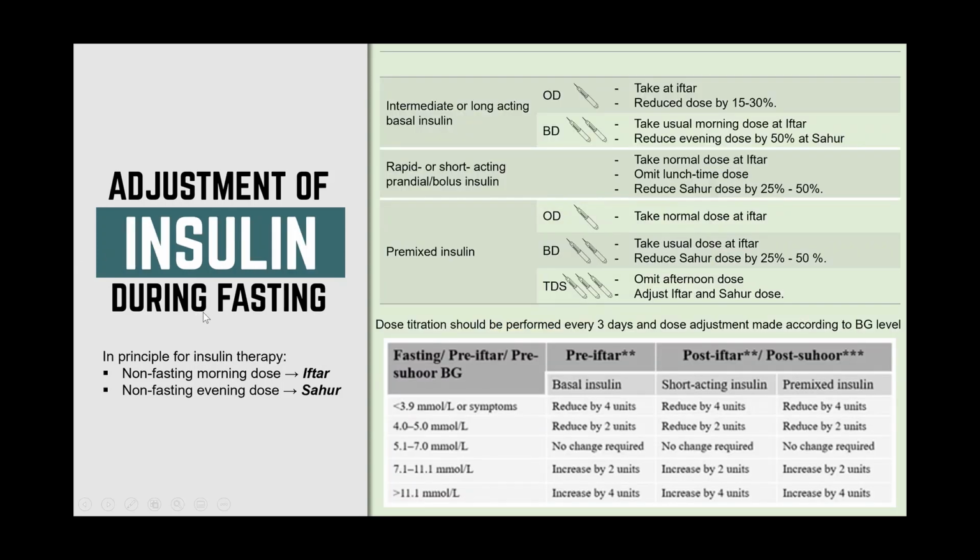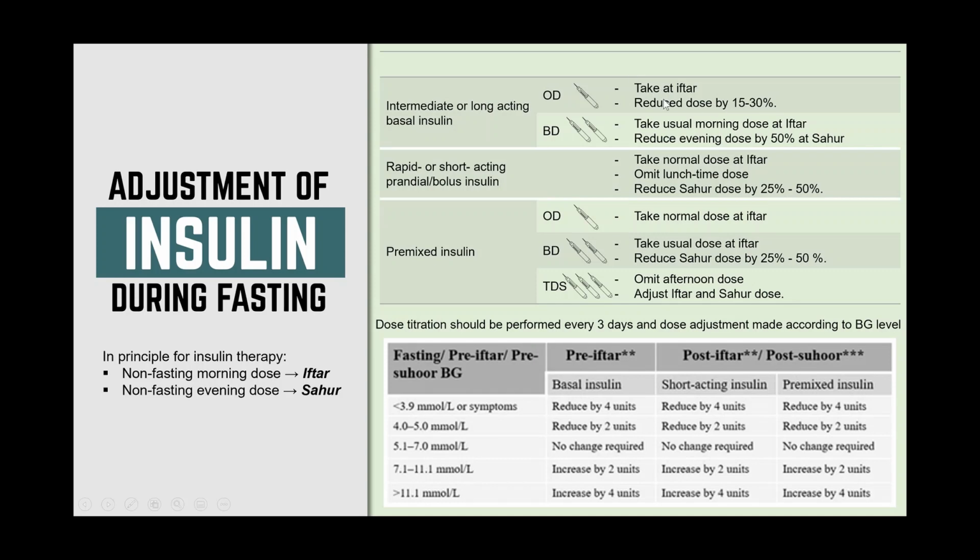For insulin adjustment, not much differs from the previous one. In principle, the non-fasting morning dose should be injected during iftar and the non-fasting evening dose should be injected during sahur. The sahur dose should be decreased to avoid hypoglycemia during the daytime. For basal insulin, also known as intermediate or long-acting insulin, given as one daily dose, we should reduce the dose by about 15 to 30% from the normal dose, and this dose should be taken at iftar.